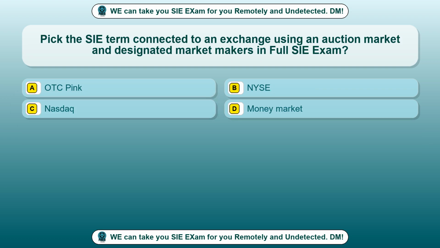Question 52. Pick the SIE term connected to an exchange using an auction market and designated market makers in full SIE exam. Option A, OTC Pink. Option B, NYSE. Option C, NASDAQ. Option D, Money Market. The correct answer is option B, NYSE.